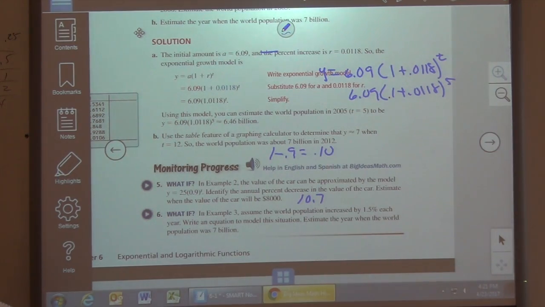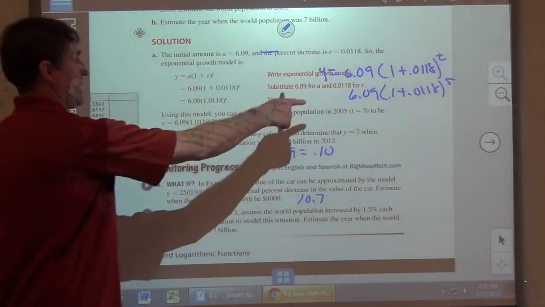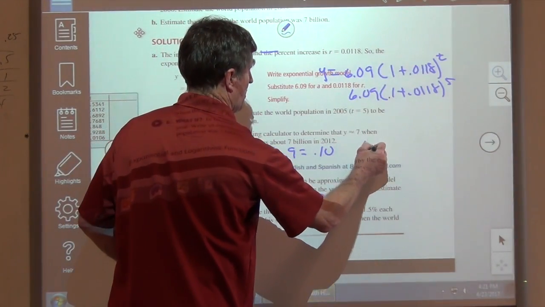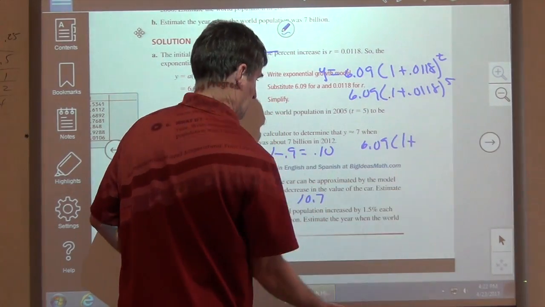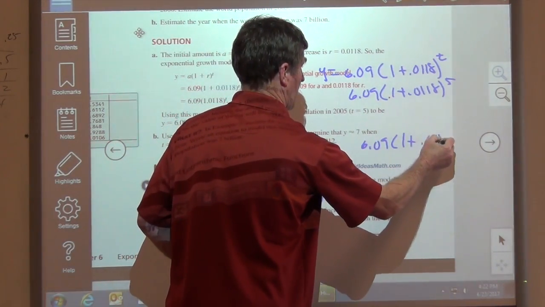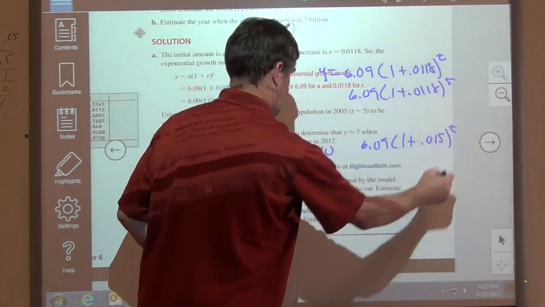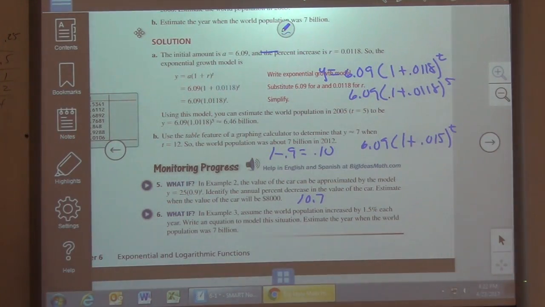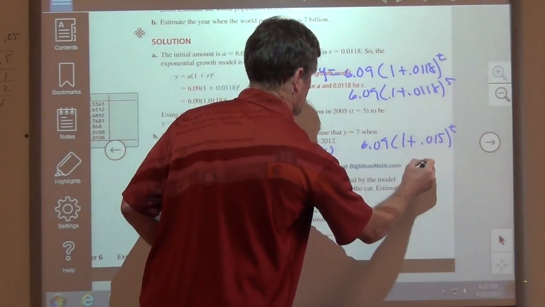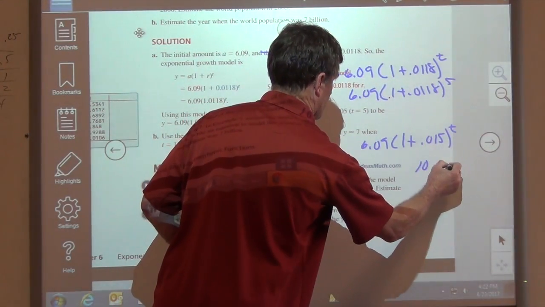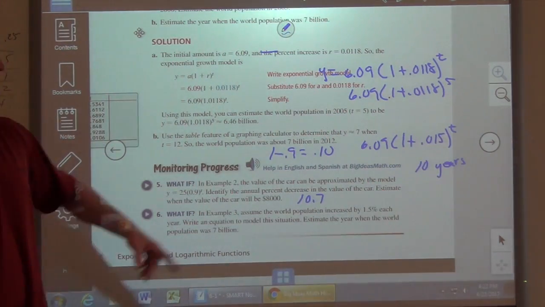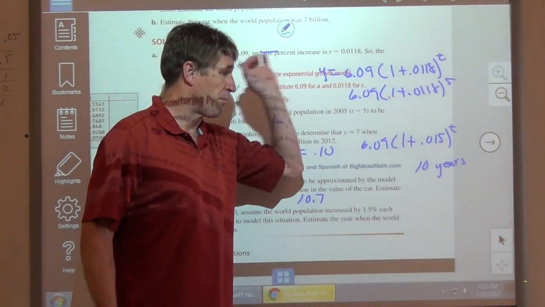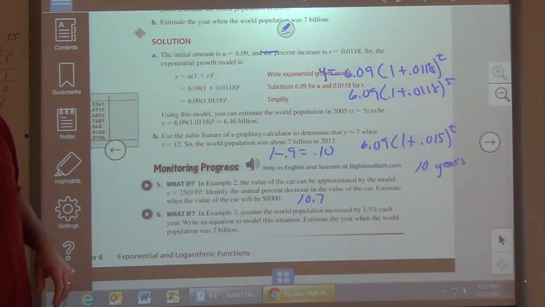Then in example 3, you would rewrite this equation and do the exact same thing, but it would be 1 plus, move the decimal 2 places, 0.015, to the t. And now they want you to estimate when it would get to 7 billion, and if you did that correctly on your trace function, it ends up being about 10 years. So about 2 years sooner, with an increase from 1.18% to 1.5%.